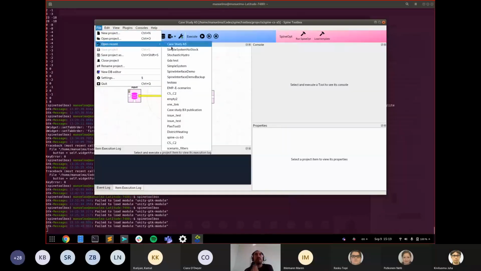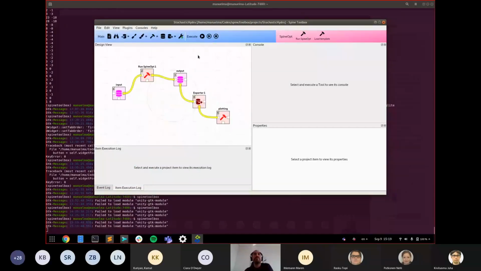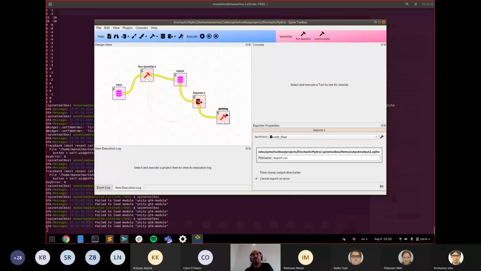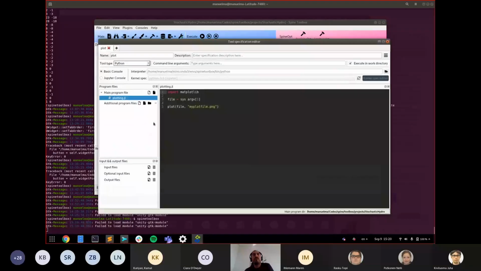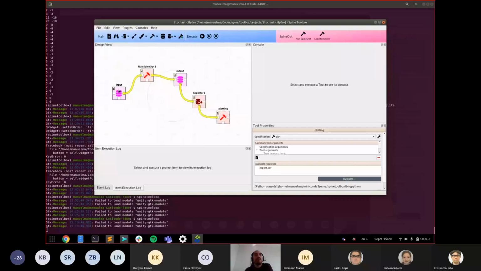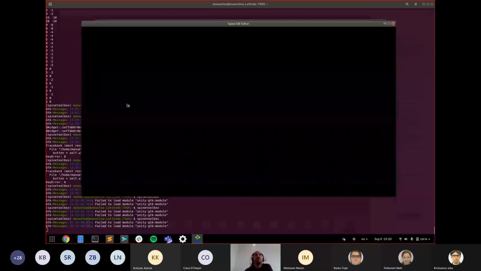So I have a project that I call Simple System. No, it's called Stochastic Hydro. Here I have something else in the workflow because I want to export the results from the database into a CSV file that I then pass to this tool. And this tool is, if I can show you, a Python tool that basically uses the matplotlib package to plot the results because I wanted some custom plotting.